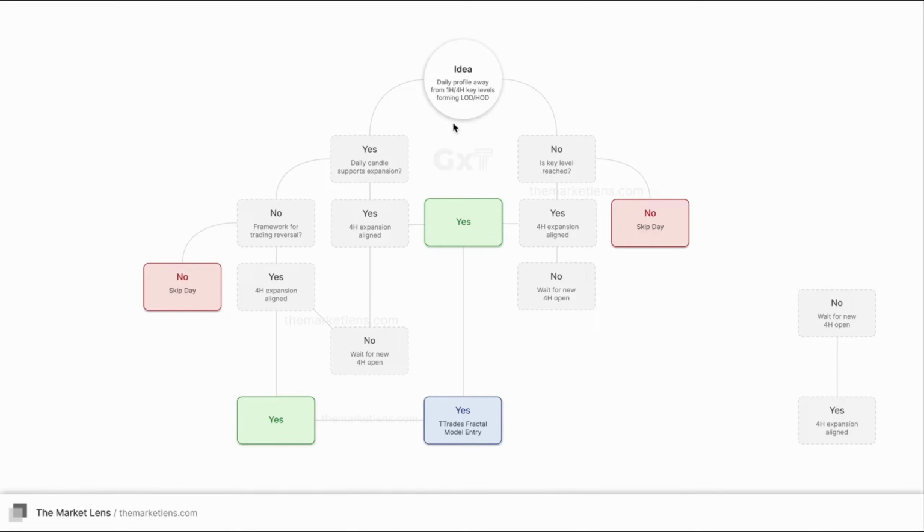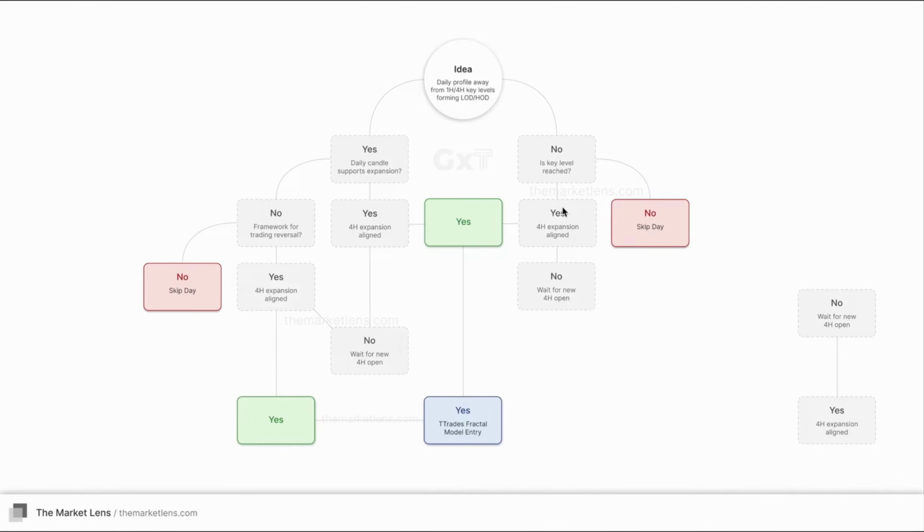So let's say when we hop on the charts, a key level hasn't been hit or a reversal hasn't occurred from a relevant level, right? This is no, right? So we must wait for a key level to be reached. If a key level does not get reached, or we don't reverse from a key level, then we simply skip the day, right? So let's say a key level has been hit.